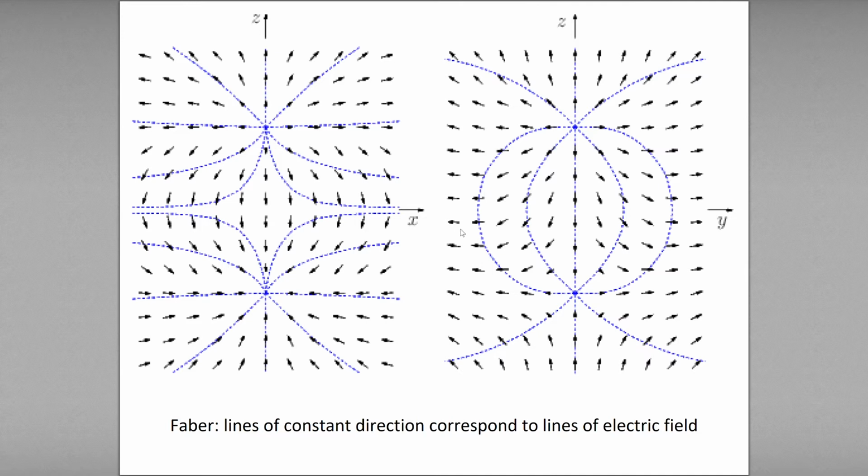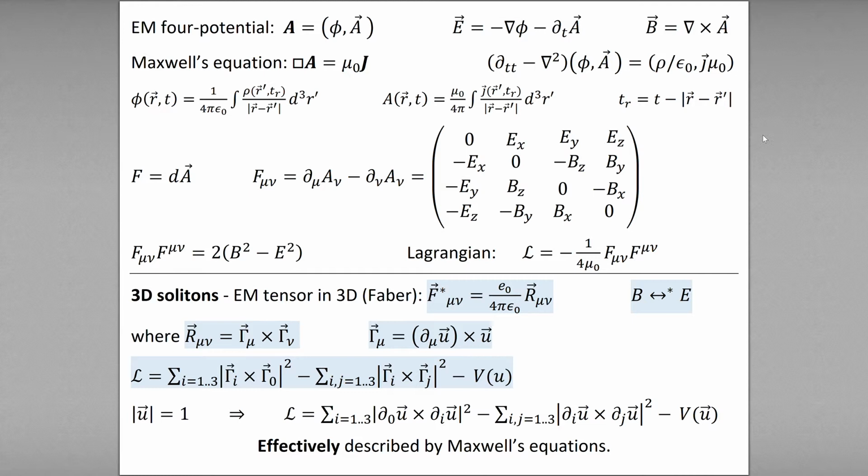Okay, so here is some plot with these unitary vectors, and Faber says that we can interpret values where these vectors have the same direction as electric field lines, and you get this kind of electric field picture from these unitary vectors.